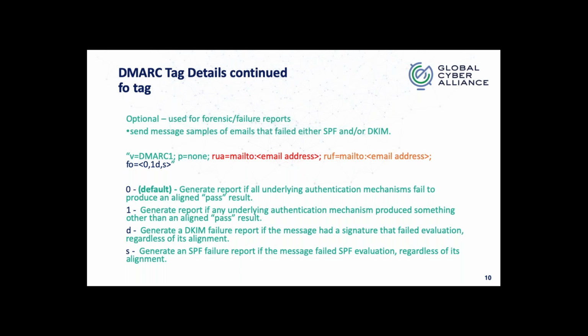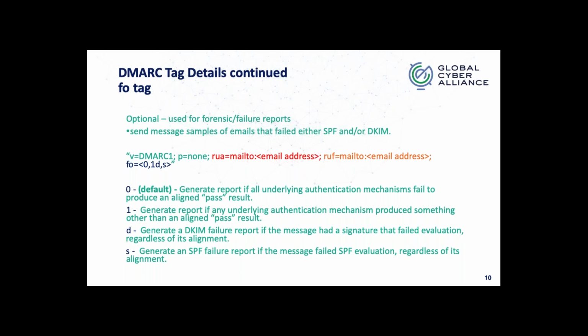So they're still in use, but just the default value. The first one is the FO tag. The FO tag is going to be used in conjunction with the RUF tag. Why? Because this is what's going to say how to trigger those failure reports and those failure sample messages. What is the cause of it?